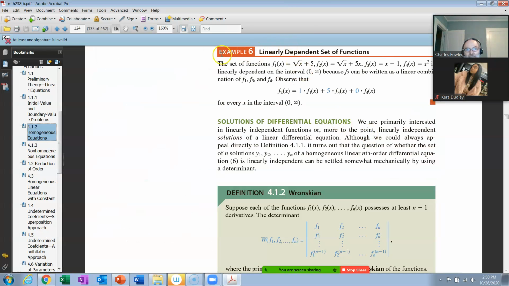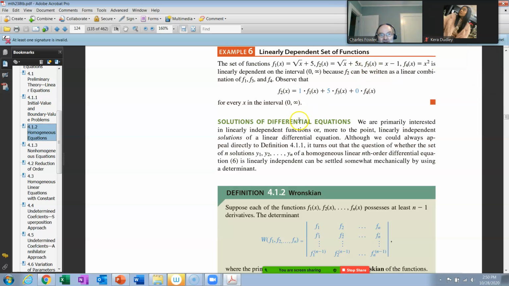What they said here, and I'm going to move us up here again. What we have here is that F2 is a linear combination of F1, F3, and F4. F4 is 0, so C4 is 0, so we don't have to worry with that. But F2 is equal to F1 plus 5 F3, and you get it for every x in the interval. That's going to be the case. Linearly dependent.